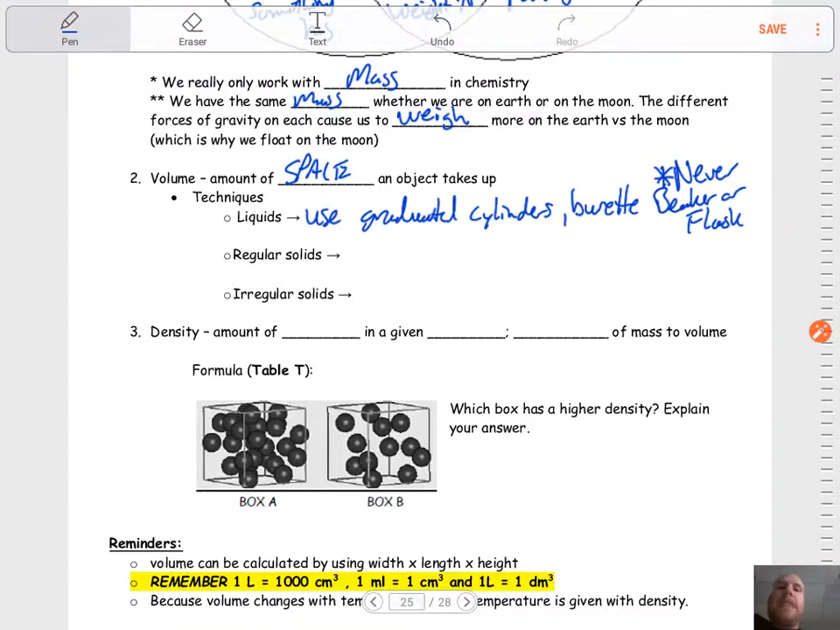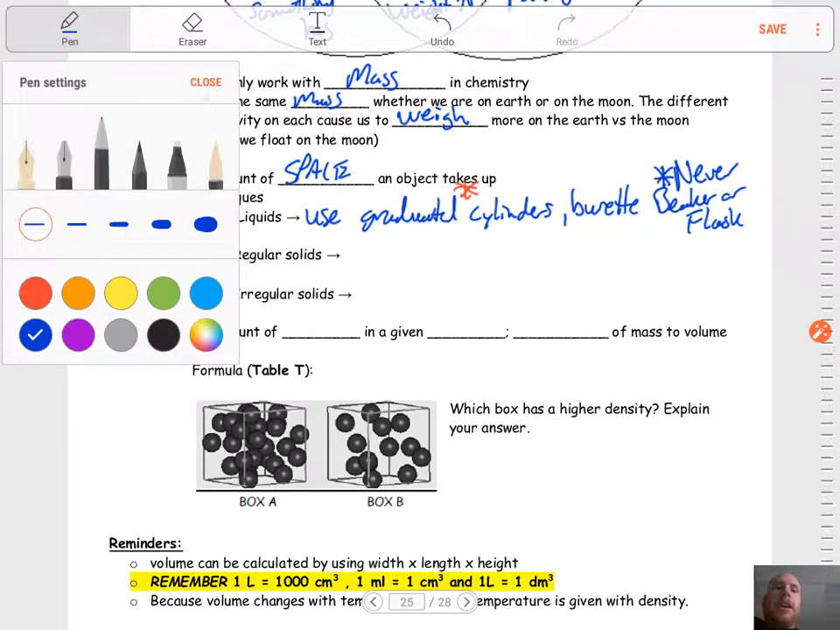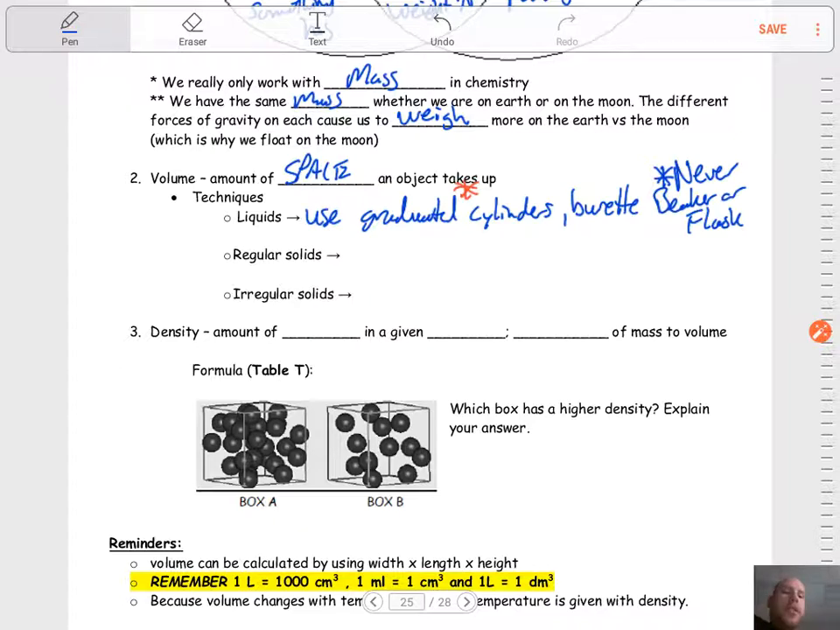So when you're asked to do something in the lab, and we're going to talk about it throughout the year in our discussions, we always use a graduated cylinder because they're much more accurate. So regular solids, meaning you can take dimensions of them, you would measure those dimensions. This is what you talk about in math. Length times width times height. So if there's something like a rectangular shape, a square, a cube, something like that, you can use length times width times height.